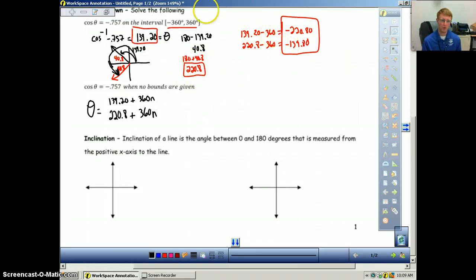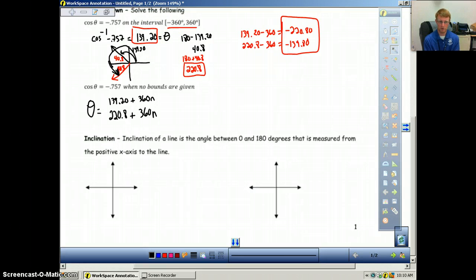To get your third and fourth answer, because we're from negative 360, we would just minus 360 off of each of those two answers to get negative 220.8 and negative 139.2. And that's it. Okay? The second one, where there's no bounds, we would just take the first two values that we got and add 360n for each of those, and that would tell us every single time that cosine of theta would be equal to negative 0.757.